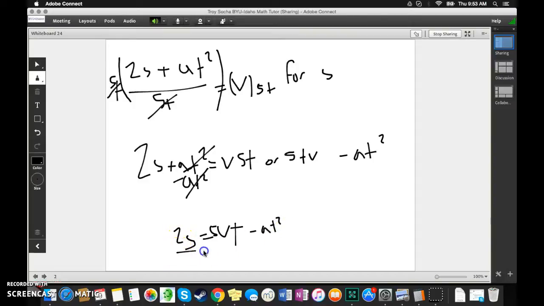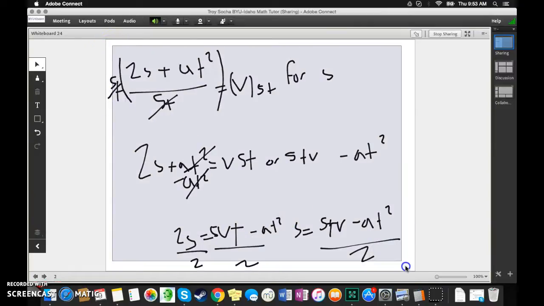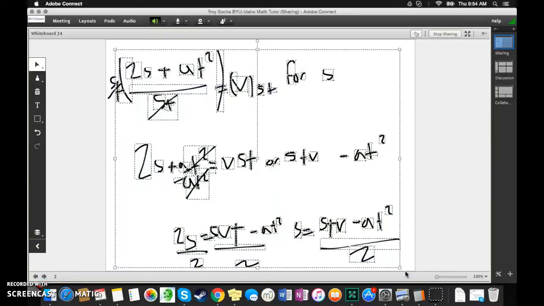Now it's 2 times s, so we're going to divide by 2. S equals 5tv minus at squared, all over 2. And that is how you would solve that. Just remember that they're numbers and they act like whole units when moving over. I have another video that discusses this subject, so I won't go into too great detail, but that is how you would solve those kind of problems.